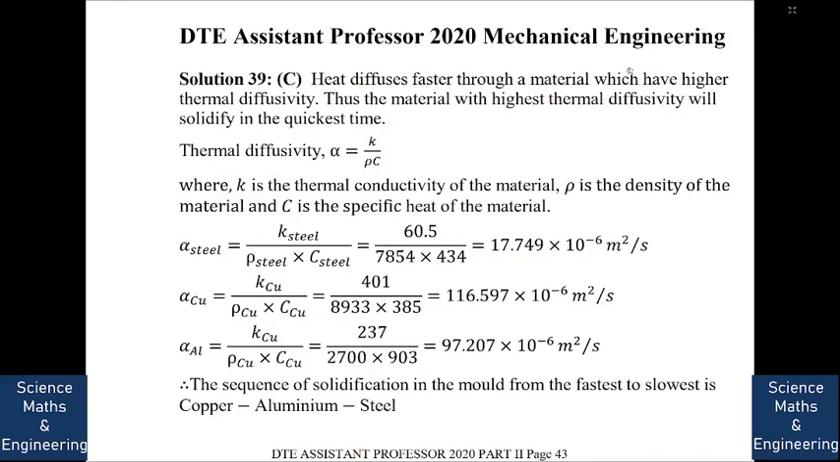So the answer is, see, heat diffuses faster through a metal which has higher thermal diffusivity. And so the metal with highest thermal diffusivity will solidify in the quickest time. So thermal diffusivity alpha is equal to K by rho C. So K and rho C are given for all these metals, so we can find out. So alpha of steel is 17.749 into 10 to the power minus 6. Alpha for copper is 116.597 into 10 to the power minus 6, and for aluminium is 97.207 into 10 to the power minus 6 meter square per second. So copper will solidify the fastest, then aluminium, and then steel.